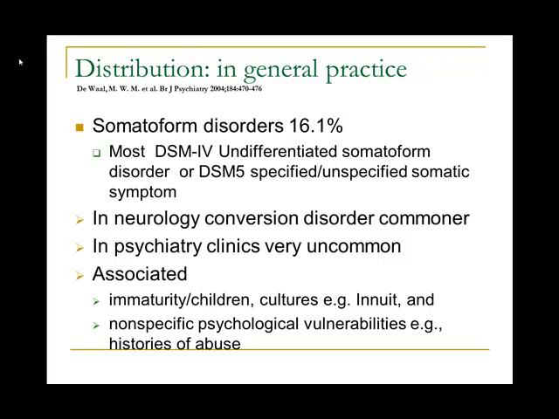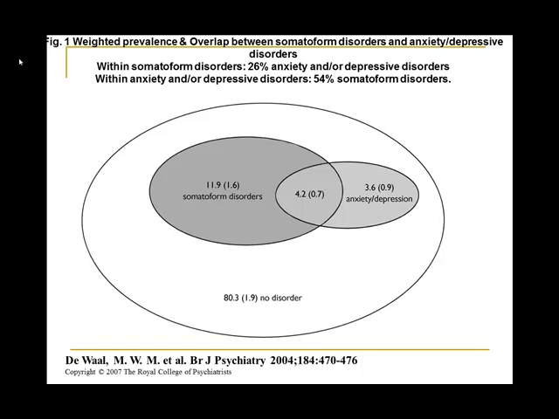And they are also commonly found in children or people with less maturity, and in certain cultures where there is a lot of stigma about psychiatric illness, and thereby developing a somatic disorder is a more culturally acceptable way of having a medical problem or mental health problem. This is just a graph showing the overlap with other psychiatric disorders in general practice, and within somatoform disorders, around 26% or 1 in 4 people will have an anxiety and or depressive disorder, and with that anxiety and or depressive disorder, almost half may have some form of somatoform disorders. So although they're not always occurring together, there is a high rate of comorbidity.